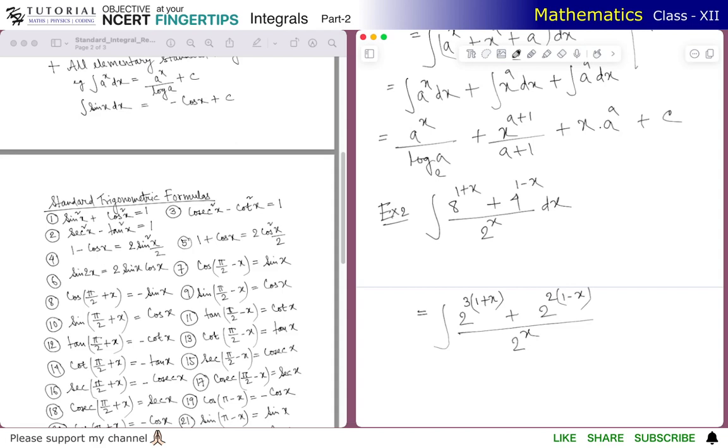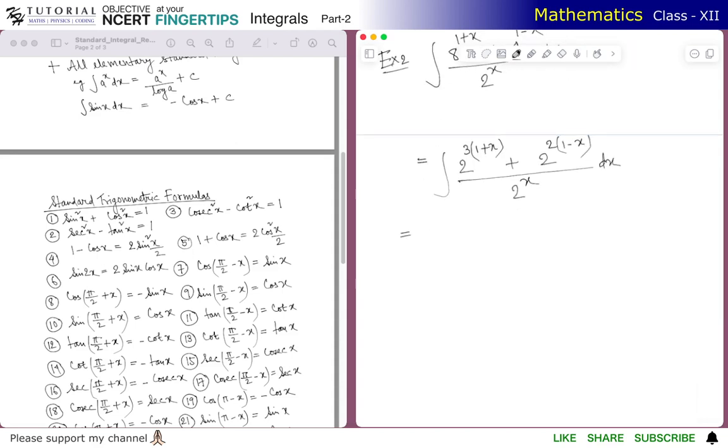Let's see if we can further simplify it, we can reduce it further. So this is 8 into 2 to the power 3x divided by 2 to the power x, plus 4 into 2 to the power minus 2x, divided by 2 to the power x.